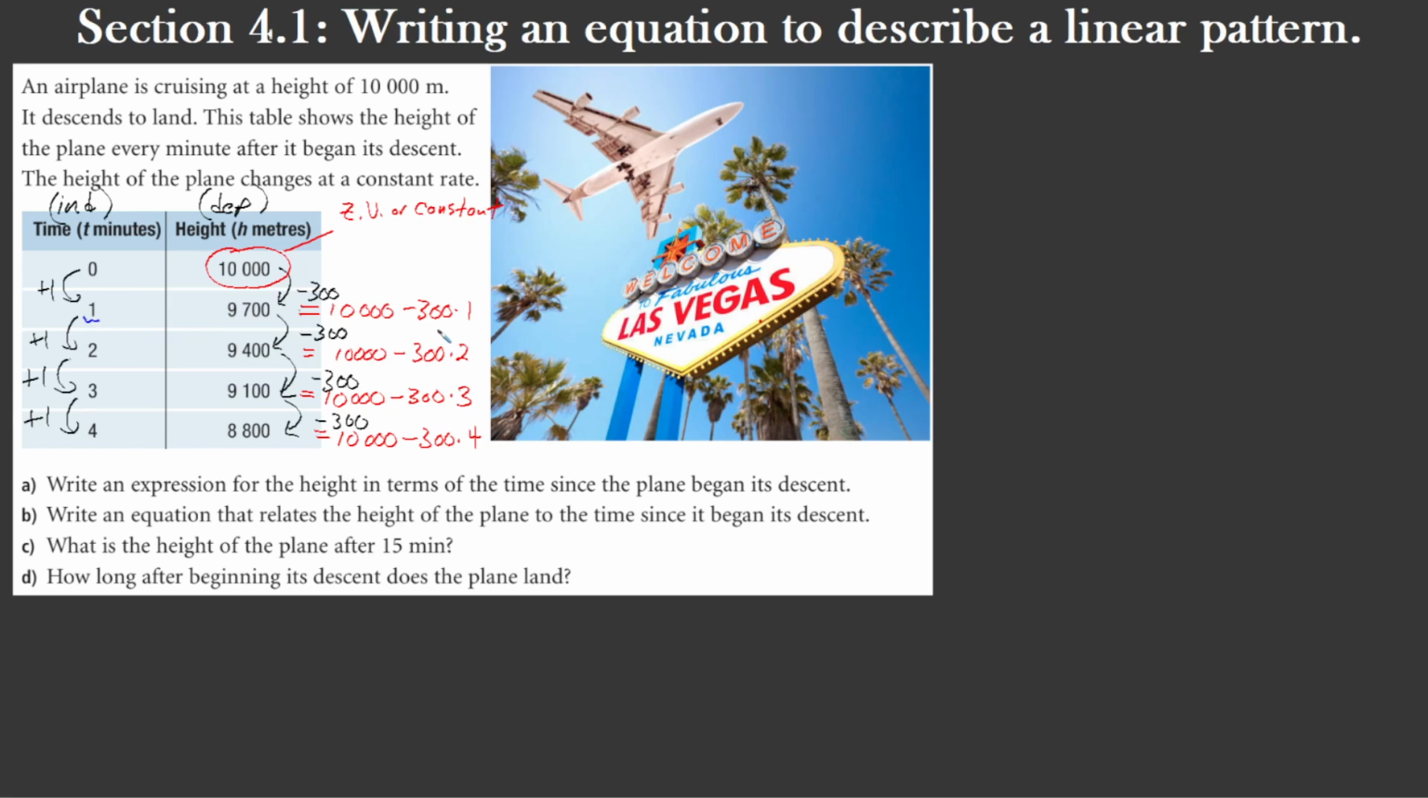So the relationship that I hope you see is that the time in minutes, in this case 1 minute, we subtracted 300 one time. 2 minutes, we subtracted 300 2 times. 3 minutes, we subtracted 300 3 times. 4 minutes, we subtracted 300 4 times.